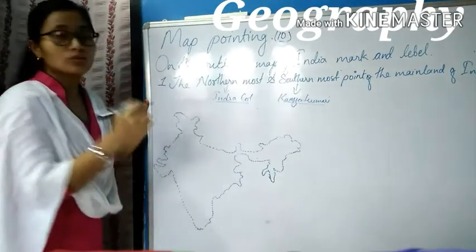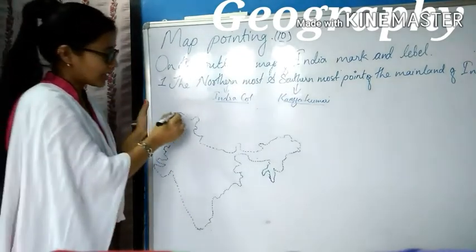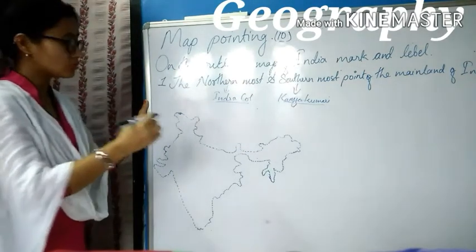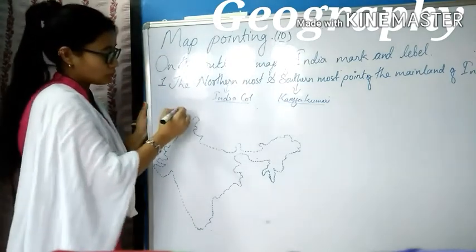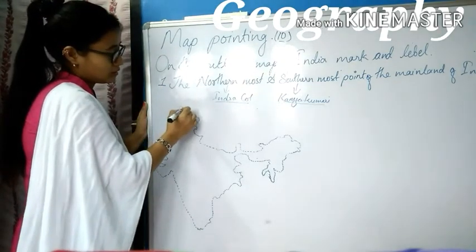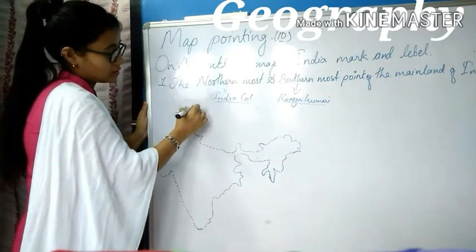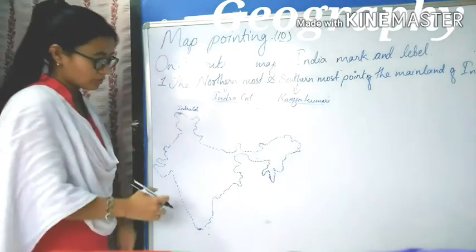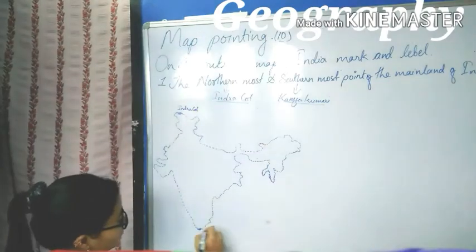The northernmost point, Indrakol, lies in Jammu and Kashmir. So here we have the northernmost limit, Indrakol. And the southernmost limit is Kanyakumari.